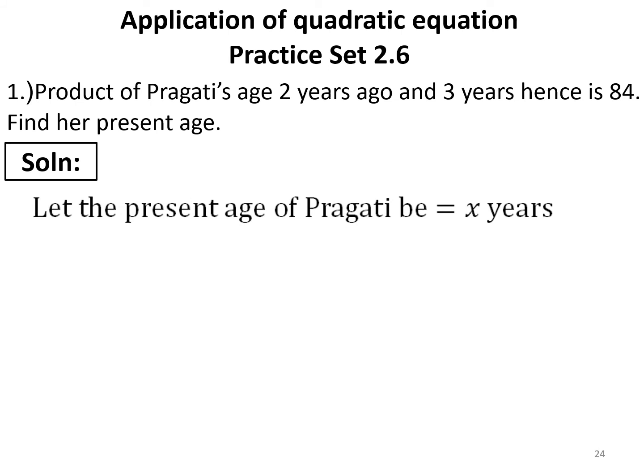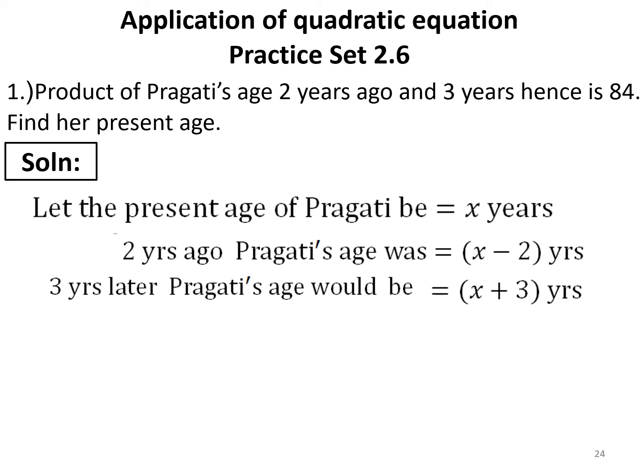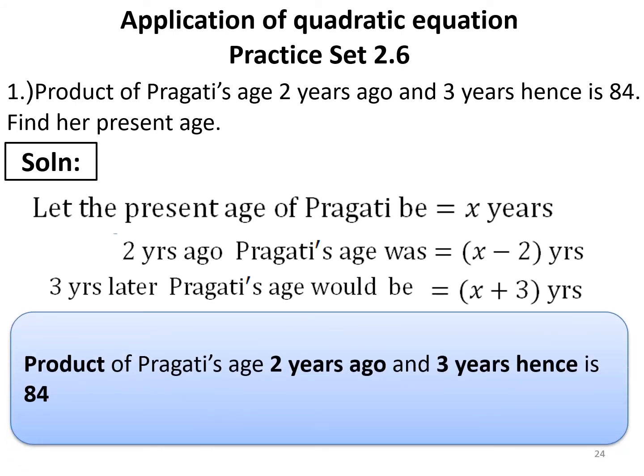So they have given Pragati 2 years ago and 3 years hence, which means later. The product of the two ages is 84. So let us assume that Pragati's present age is x. Now 2 years ago Pragati's age was x minus 2 years, and 3 years later Pragati's age would be x plus 3 years.